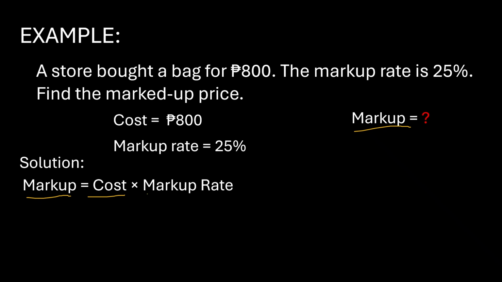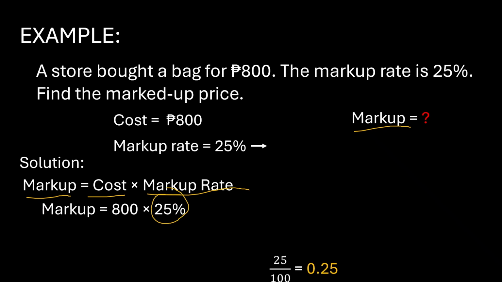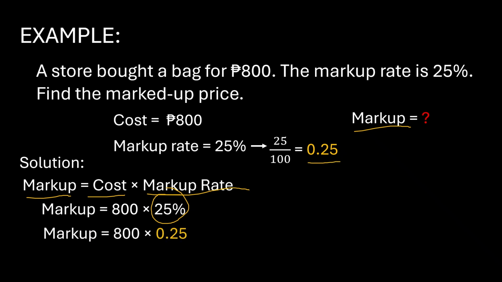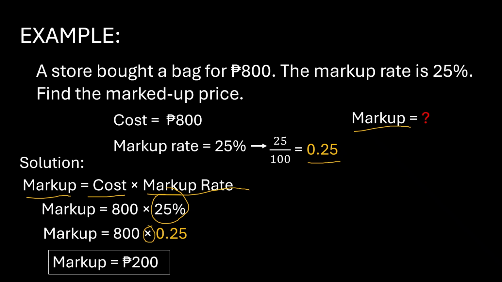So let's use the first formula. Markup equals cost times markup rate. Substitute the values. Markup equals 800 times 25%. Convert the percentage. 25% becomes 0.25. Now multiply. 800 times 0.25 equals 200. So the markup is 200 pesos.